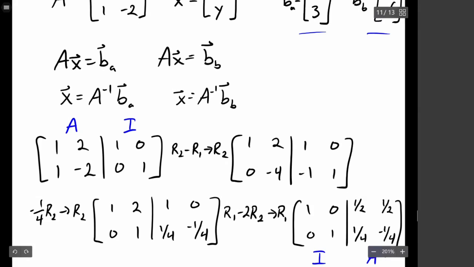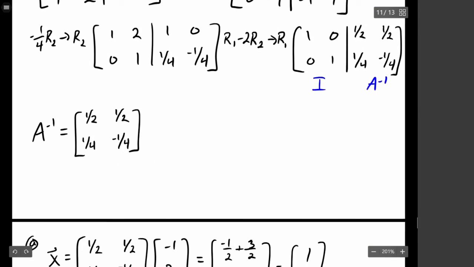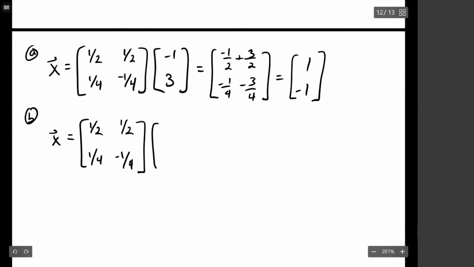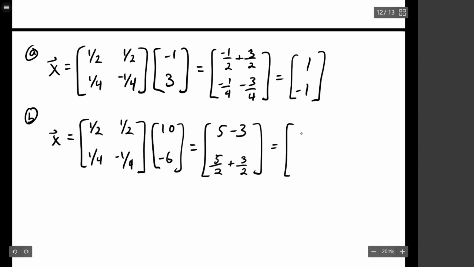And then B is 10, minus 6. Right? And then we just compute this. So 10 times 1/2 is 5. -6 times 1/2 is minus 3. 10 times 1/4 is 5/2. -6 times -1/4 is plus 3/2. And so we get 2, and then this one will be 4. Right? So we can start pumping out solutions really quickly.